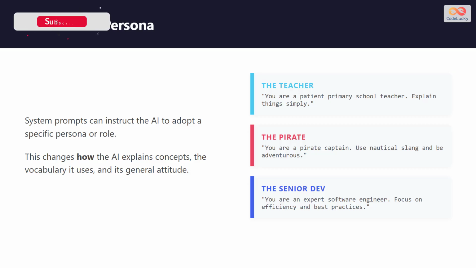One of the most powerful uses of a system prompt is defining a persona. You can instruct the model to be a patient teacher who explains things simply, or a senior software engineer who focuses on efficiency. This persona dictates the vocabulary, tone, and complexity of the answers you receive.